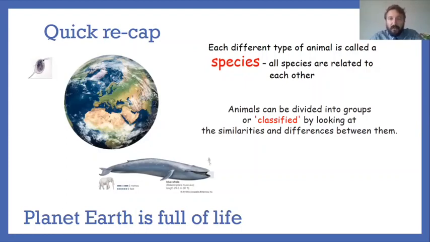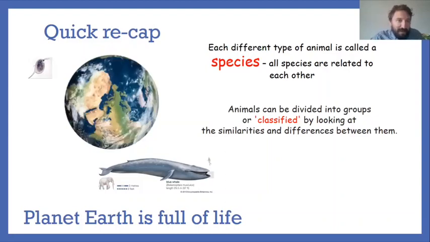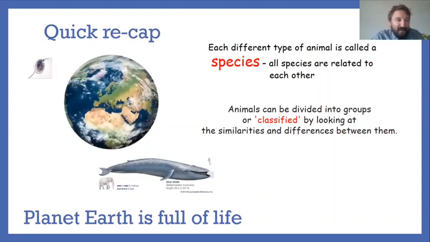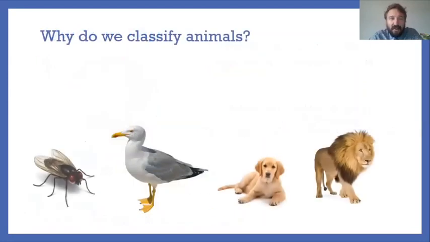Each different type of animal is called a species, and all species are related to each other. So animals can be divided and classified by looking at similarities and differences, and they're just by the spinning earth. Love that animation. We have the microscopic little animal there, and then we have the giant blue whale, which is so big and impressive. You can see it's 29.5 meters long, and just look at the size of the elephant, it's the same size as his tail. So we discussed planet Earth being absolutely jam-packed full of animals and the need for those to be classified.